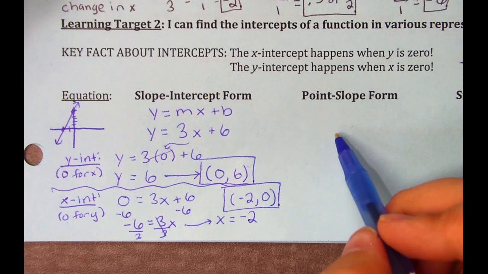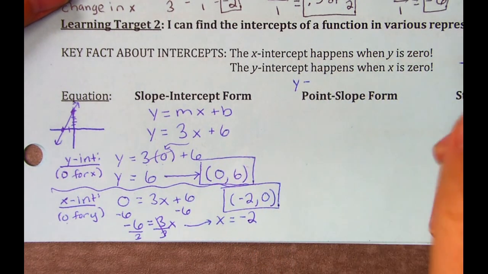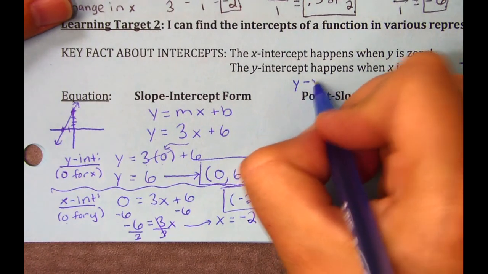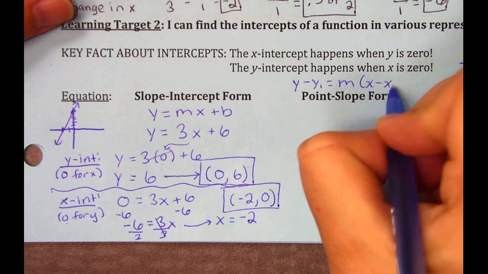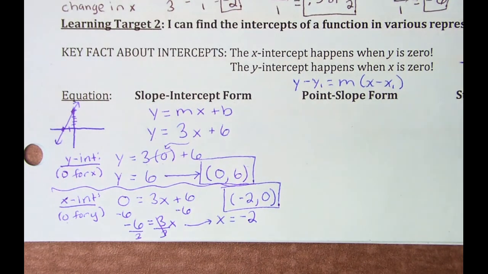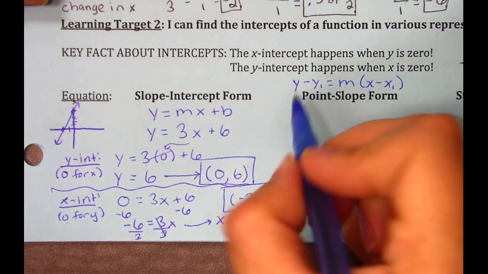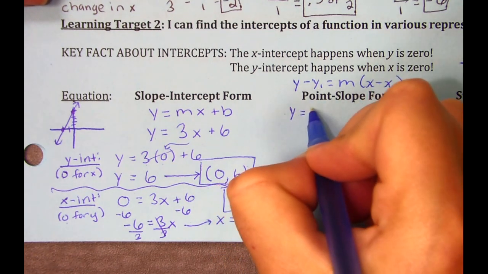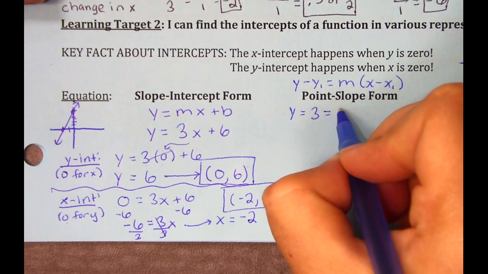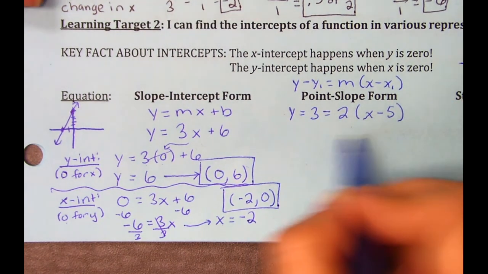In point slope form, that looks like this: y minus some y-coordinate equals the slope times x minus some x-coordinate. For this one, let's say we have y minus 3 equals, we'll have a slope of 2, and x minus 5. This is our line that I just made up.